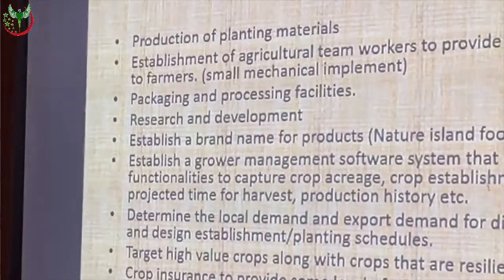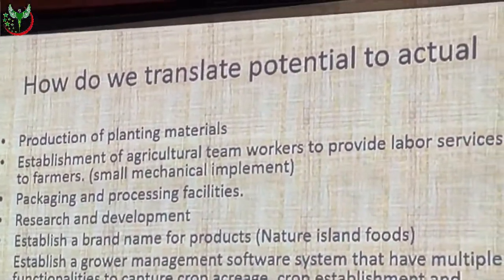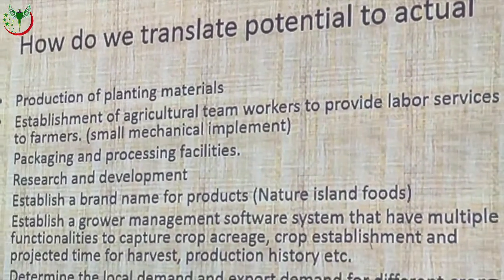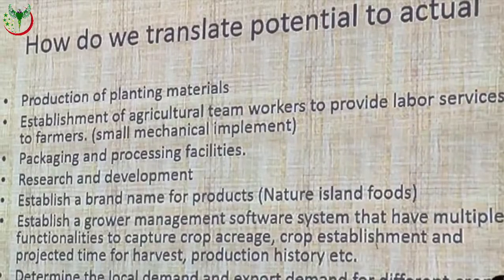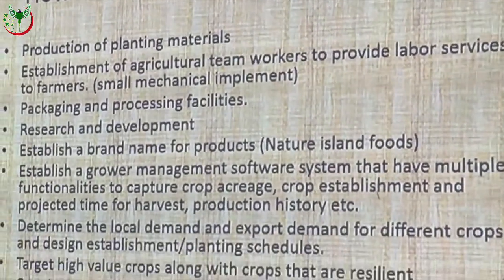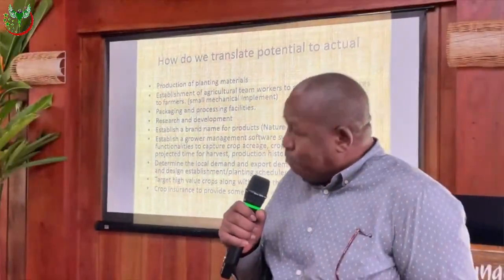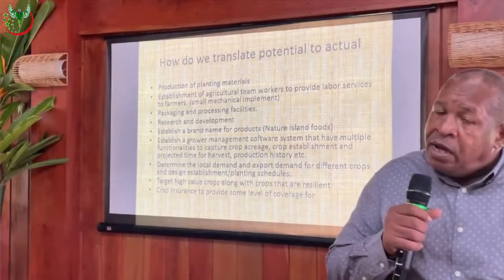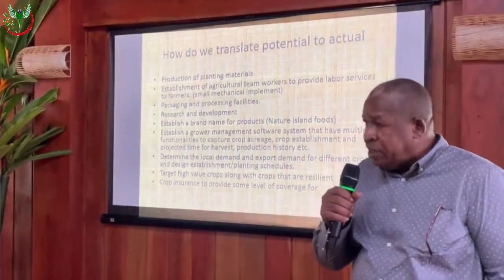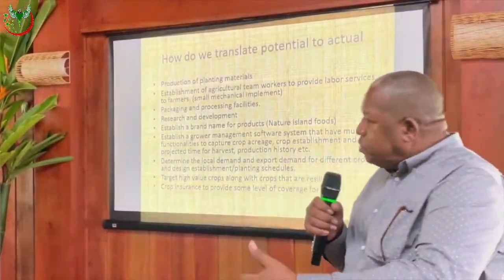We have to be able to be producing planting materials. I heard you talking about tissue culture. It has been in use since 1992 in the banana industry. Establishment of an agricultural team, there are labor shortages. There are small mechanical implements that people can use. A post-hole digger, I recall I did almost 80 holes in an hour with a post-hole digger. And so there are issues with labor.